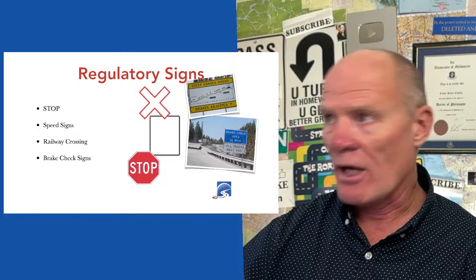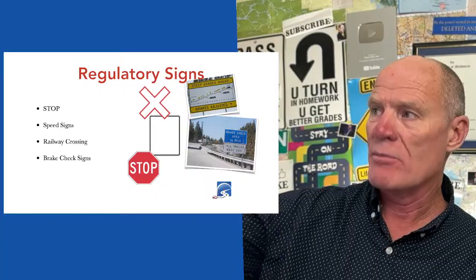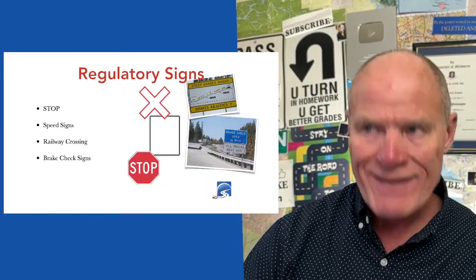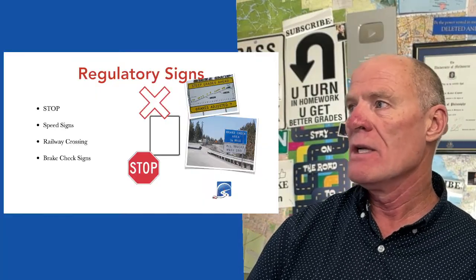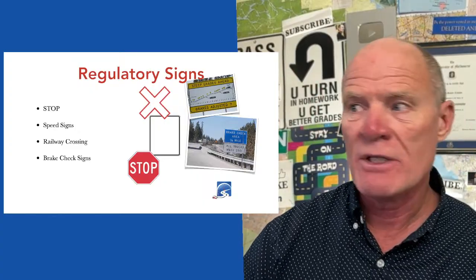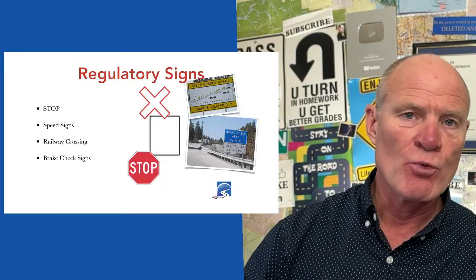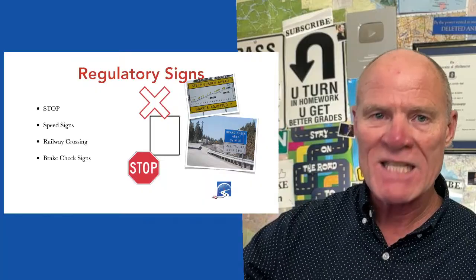Regulatory signs: stop signs, speed signs, and, as I said, railway crossing signs. Tim corrected me on this, and I thank him for that. Railway crossing signs in the US are regulatory signs, but here in Canada they are not. Stop signs, speed signs, and brake check signs for large commercial vehicles are all regulatory signs. The root word of regulatory is regulation, and therefore it must be obeyed.